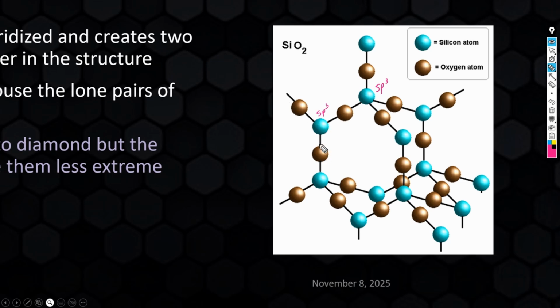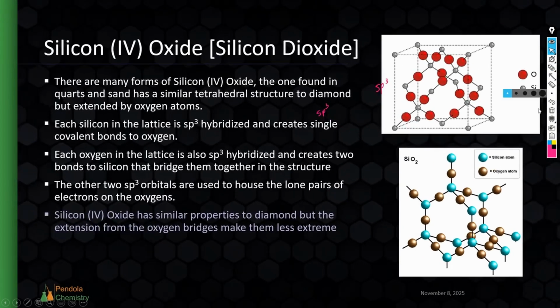And then that silicon will have a tetrahedral structure connecting to other oxygens, so on and so forth. So we get this expanded tetrahedral. You can see a tetrahedral here that the silicon forms, but it is expanded by oxygen bridges. You can see here as well, where you have this tetrahedral silicon, two oxygens, and then the oxygen bridges the connection to another silicon. So because of that, the properties of silicon dioxide and diamond are very similar, but the main difference being that all of the properties of diamond are present in silicon dioxide at a lower extent.